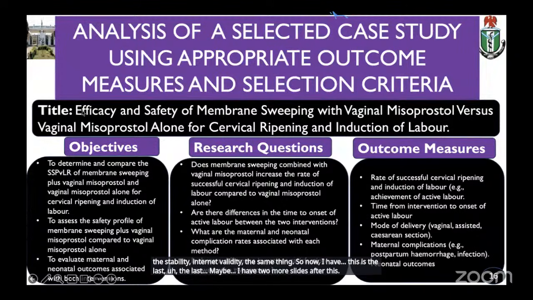I'm taking a hypothetical case of a study that has to do with efficacy and safety of membrane sweeping with vaginal misoprostol versus vaginal misoprostol alone for cervical ripening and induction of labor. So the objectives are here, research questions and the outcome. For this one, the primary outcome is the rate of successful cervical ripening and induction of labor, that is the achievement of active phase labor, which makes sense because that is the endpoint of the study.